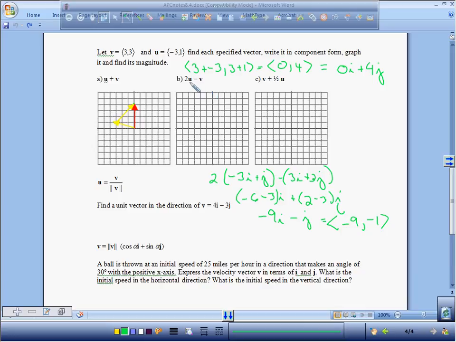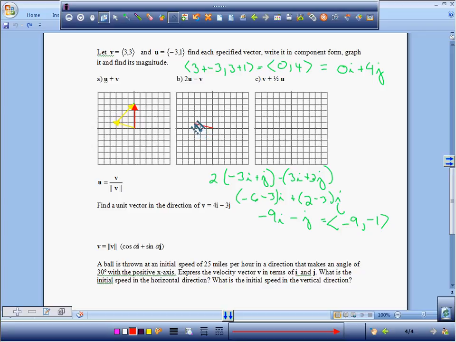In other words, if I took 2 of these u vectors, which go back 3 and up 1, I'd go back 3 and up 1, and then back 3 and up 1 again. Whoops, from that point, I do the same thing again. There's 2 of my u vectors, even though it's not really good how I drew it. And then I take away a v, so I do the opposite of v. So instead of going over 3 and up 3, I go down 3 and back 3. So from this point, I went down 3 and back 3.